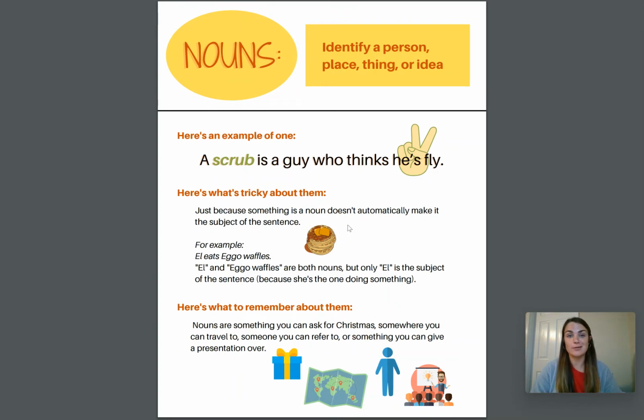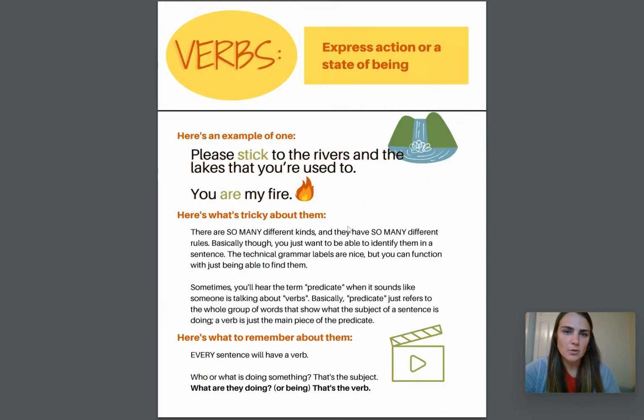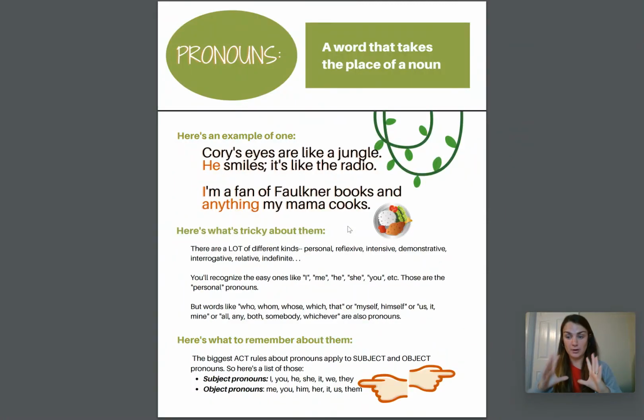That's also a noun, like the idea of, I'm going to talk to you today about love, or I'm going to talk to you today about funding, whatever it is. If you can give a presentation on it, that is going to be a noun. So there's your quick rundown. That's what nouns are. When we talk about pronouns now.